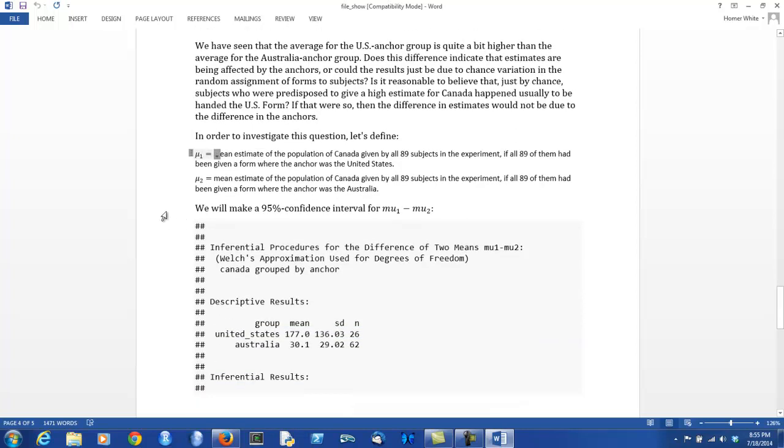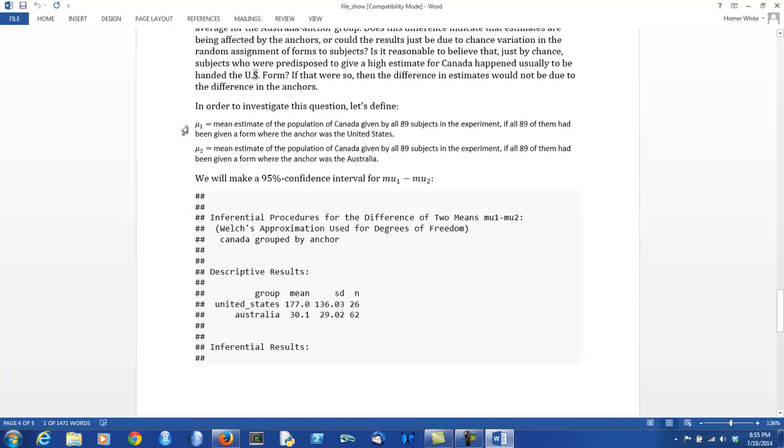So in order to investigate the question, it's time to define parameters and get the inferential procedure going. So it looks like we're letting mu1 be the mean estimate of the population of Canada given by all 89 subjects in the experiment if all 89 of them could have been given a form where the anchor was the United States, whereas in fact only a few of them were. Let mu2 be the mean estimate of the population of Canada given by all 89 subjects in the experiment if all 89 of them could have been given a form where the anchor was Australia. Again, that didn't happen, only some of them were. So we don't actually know mu1 and we don't actually know mu2.